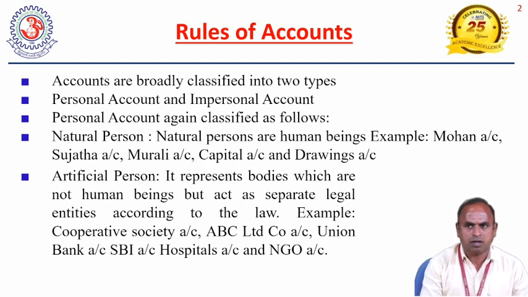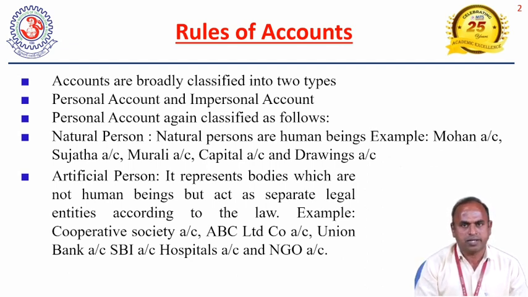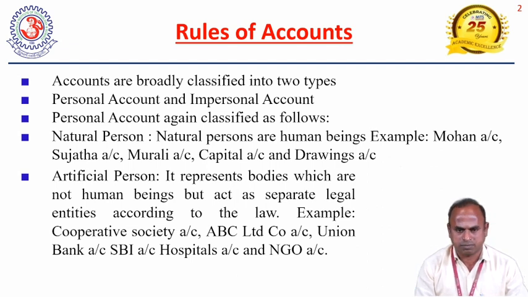Generally, accounts are of two types broadly. One is personal account, another one is impersonal account. The personal account is again classified into three categories: natural person, artificial person, and representative person. Natural person means human beings. For example, Rama account, Gita account, Mohan account. These are the examples of natural person.